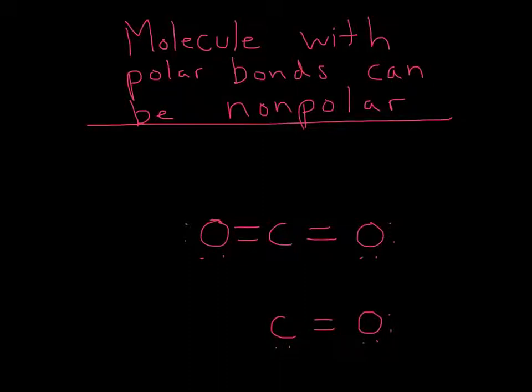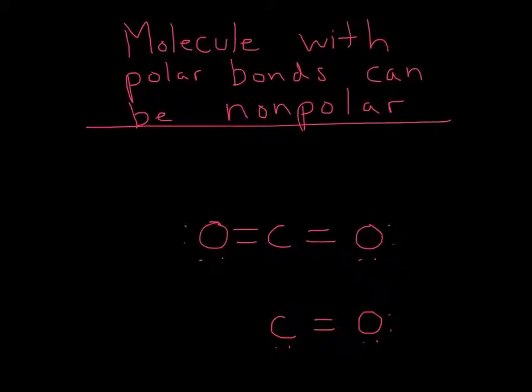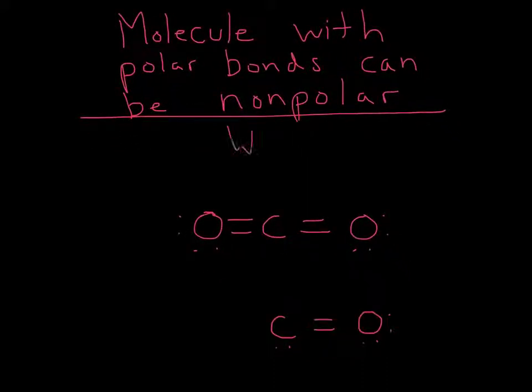Okay, so a molecule with polar bonds can be nonpolar, but why is that the case? For an example, we have carbon dioxide. So we have one carbon, two oxygens, and this is the Lewis structure.